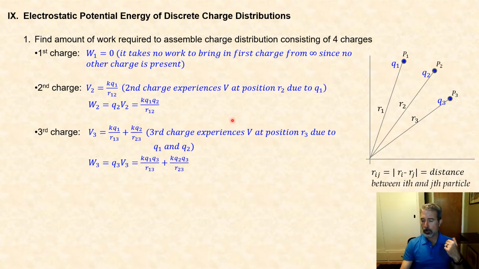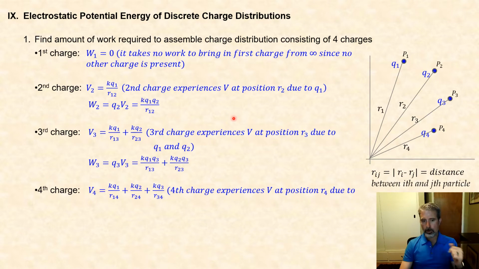Okay, the last charge to bring in is charge Q4, well, it will experience the electric potential due to charges Q1, Q2, Q3. So let's start by figuring out the potential at point 4 here, due to charges Q1, Q2, Q3, and then we'll figure out the work done to bring in that fourth charge. So V4, notice here, is kQ1 divided by R14, plus kQ2 divided by R24, plus kQ3 divided by R34.